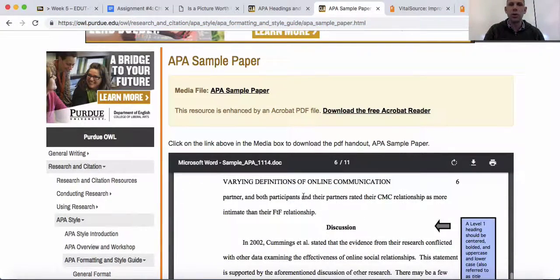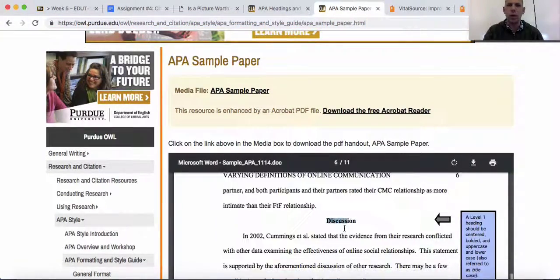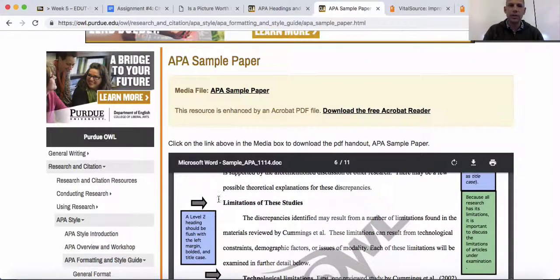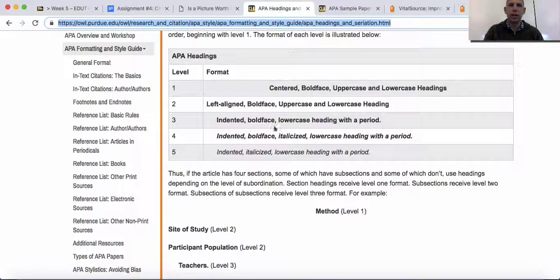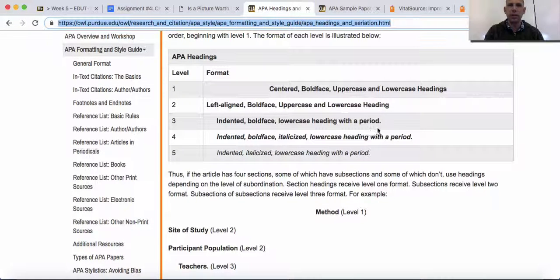Here we see the non-ampersand. As we go through, we're going to see headings. There's a level 1 heading. There's a level 2 heading. There's that level 3 heading that we're talking about there, indented boldface with a period. Demystify it by looking at old papers that have been approved.